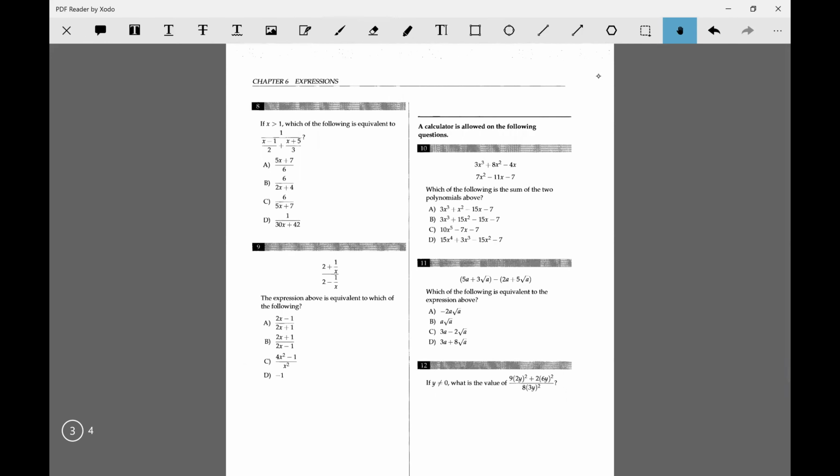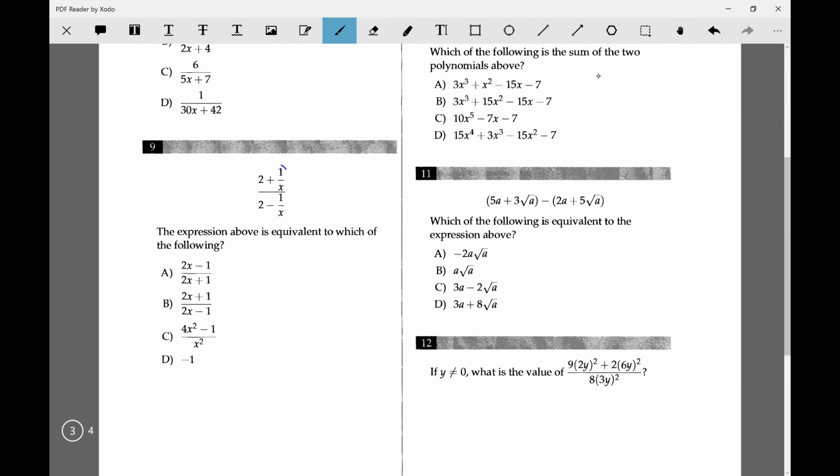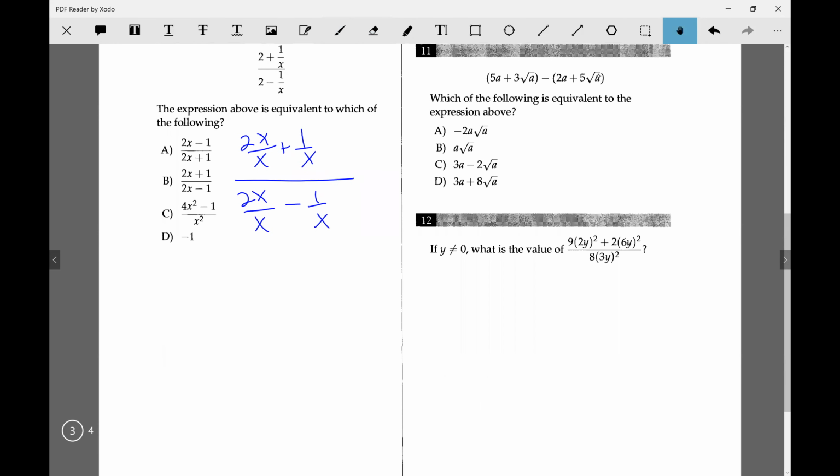Now we're going to be doing number 9. The expression above is equivalent to which of the following? What I want to do first is take the numerator and the denominator and combine them. To do that, I have to make the denominators the same. So I'd first do 2x over x plus 1 over x, over 2x over x minus 1 over x. I just multiplied the 2 by x over x to get a similar denominator, and that becomes (2x plus 1) over x, over (2x minus 1) over x.